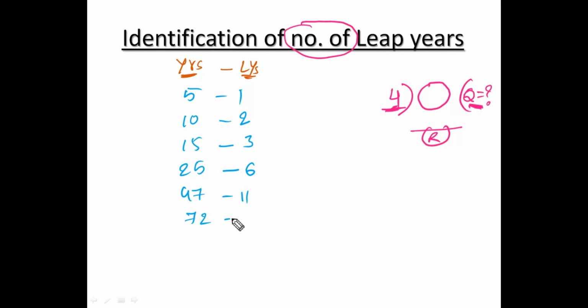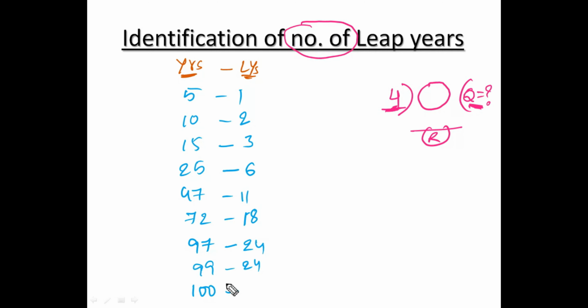72 years consists of, yes, 18 leap years will be there. 97 years consists of, 96 is divisible now. How many times? Yes, 24 times. 99 years consists of 24 leap years only. Now tell me, 100 years consists of, yes, 25.